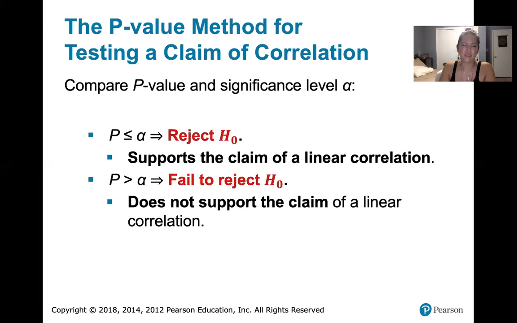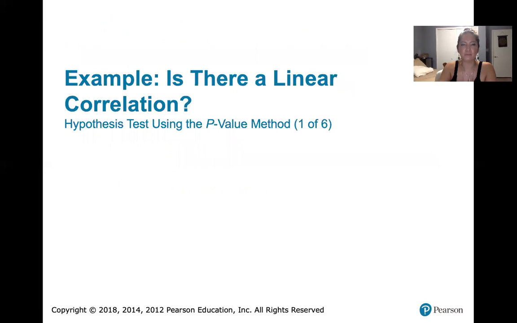So if p is high, we say, the null can fly. We fail to reject the null. That means we do not support the claim of a linear correlation. And of course, after all of that, you want to state your final answer in terms of the original hypothesis, which is that there's a linear correlation between this variable x and this variable y, and x and y actually have some meaning. So let's look at an example.